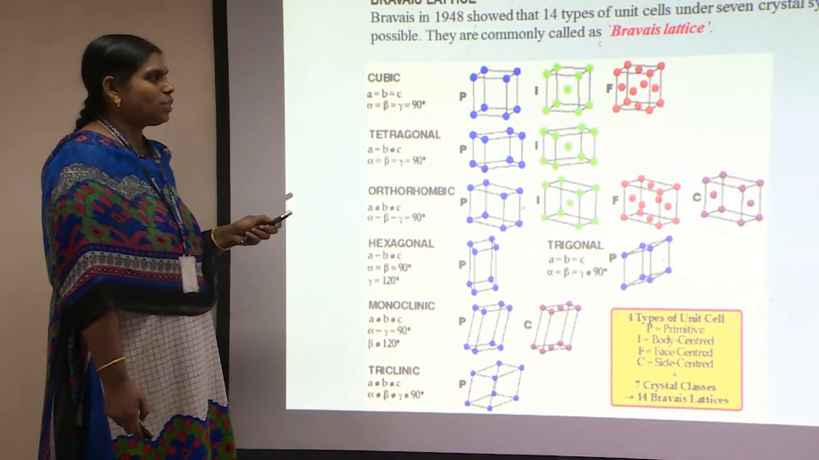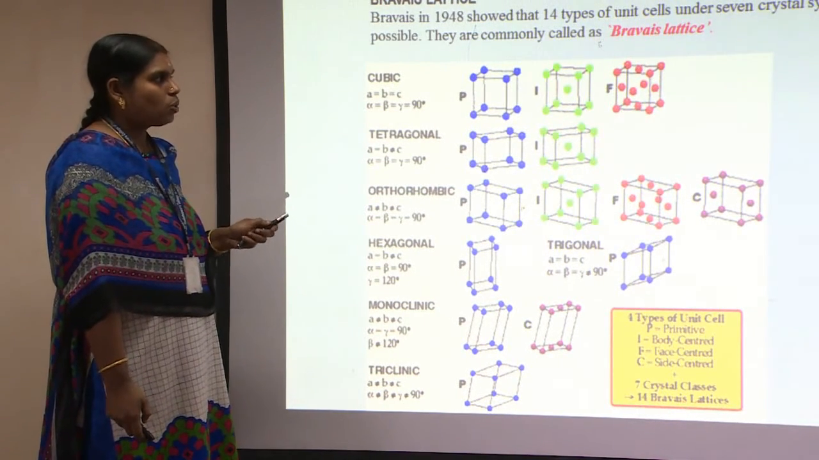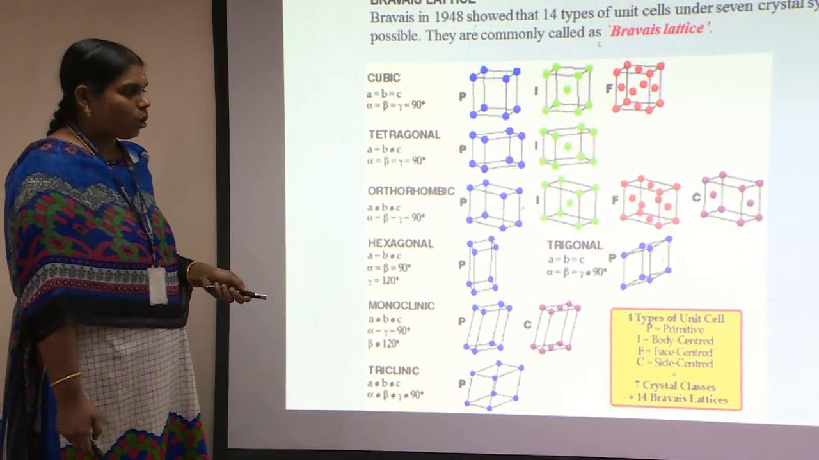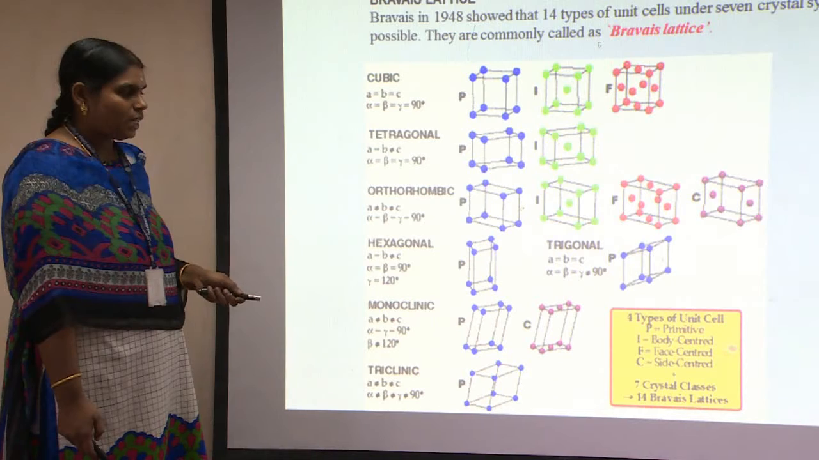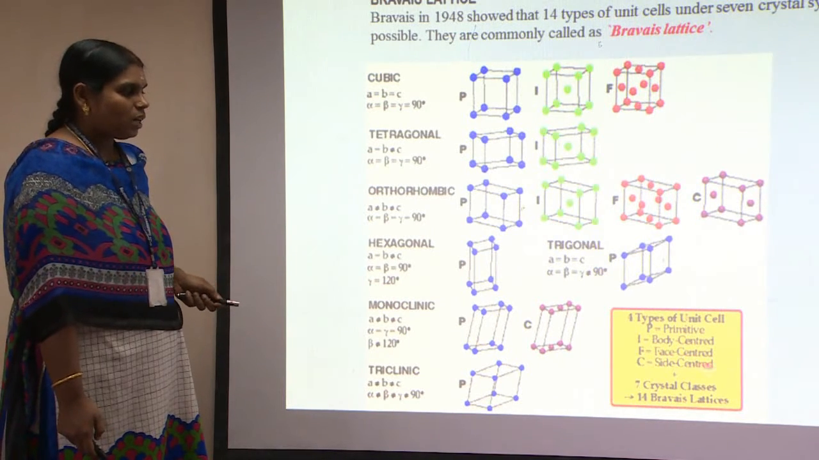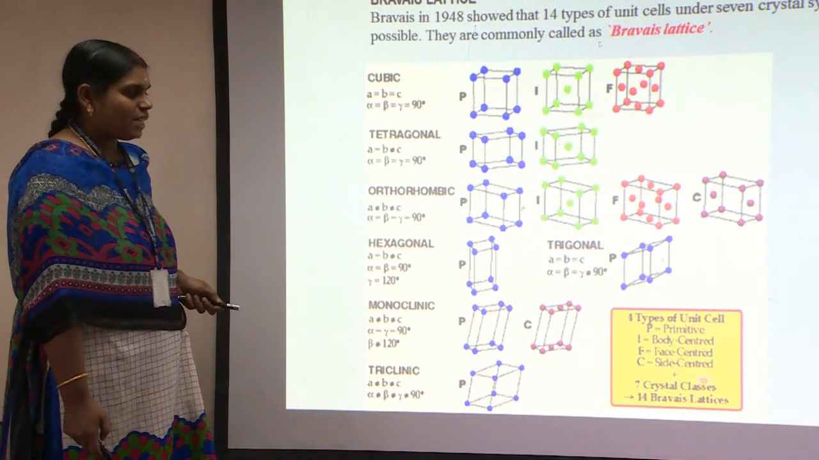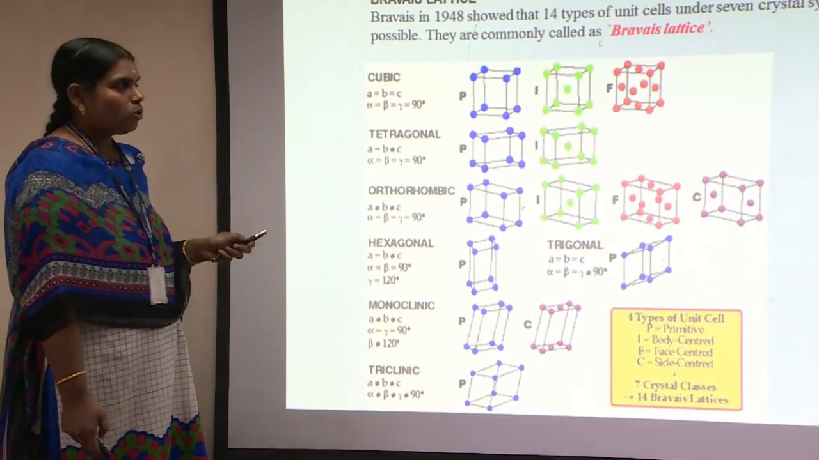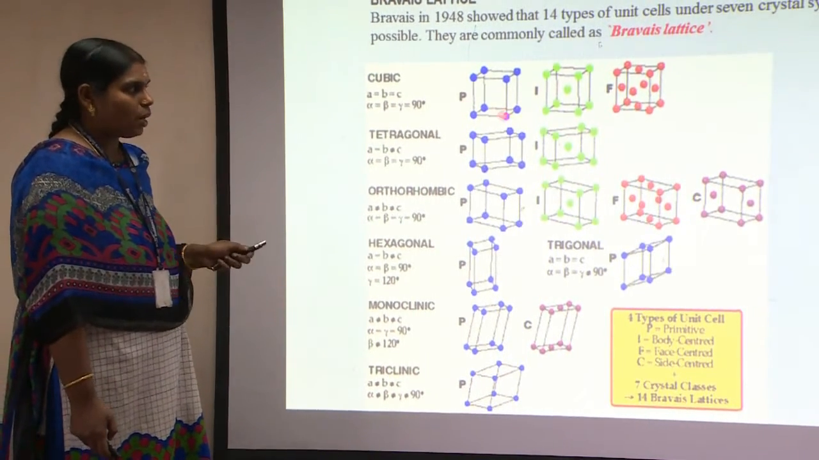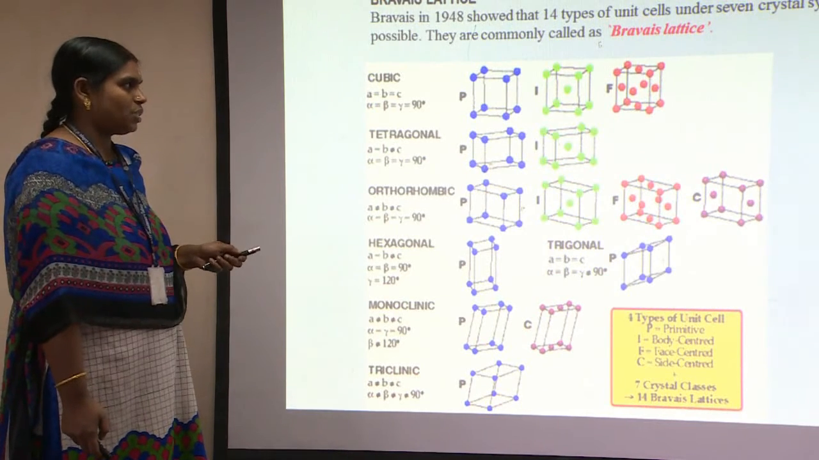Here we have the notation P, I, F. What is meant by P? P is what we call primitive or simple. I is body centered, F is face centered and C is side centered, or sometimes called base centered. This is a generalized notation which is used in the international system.